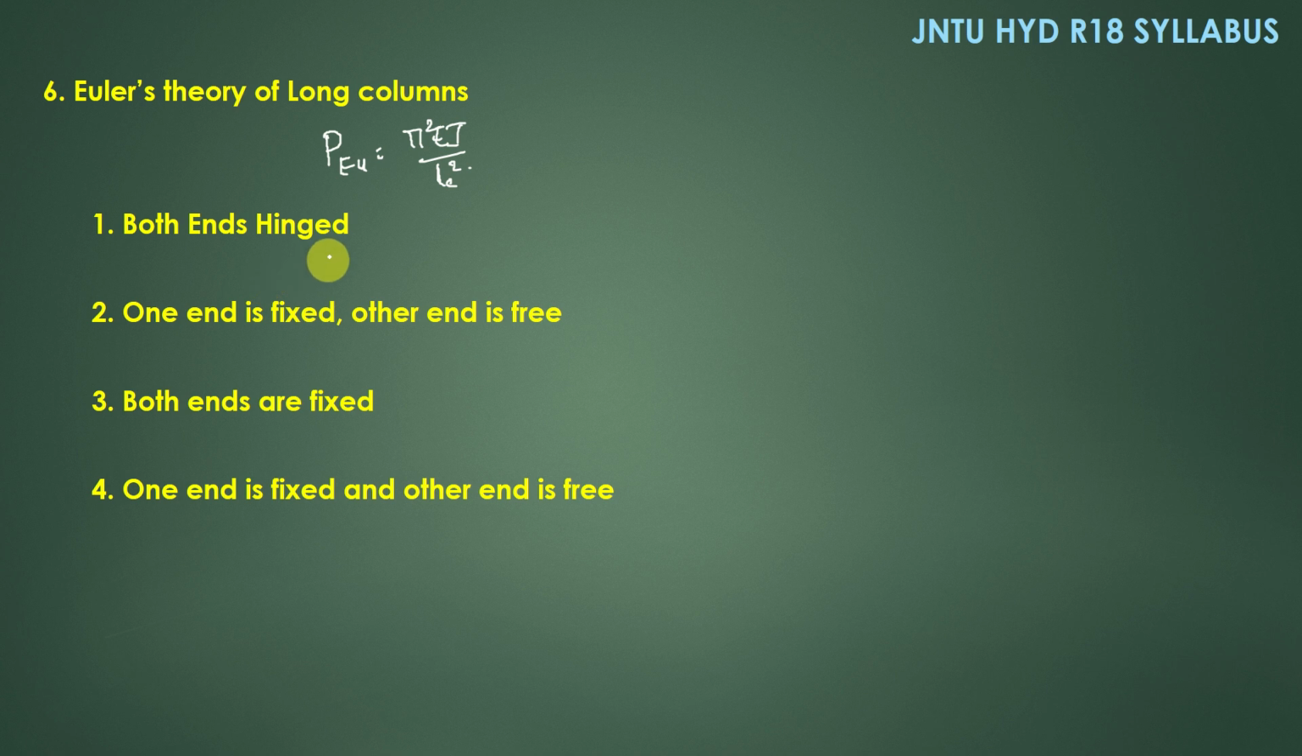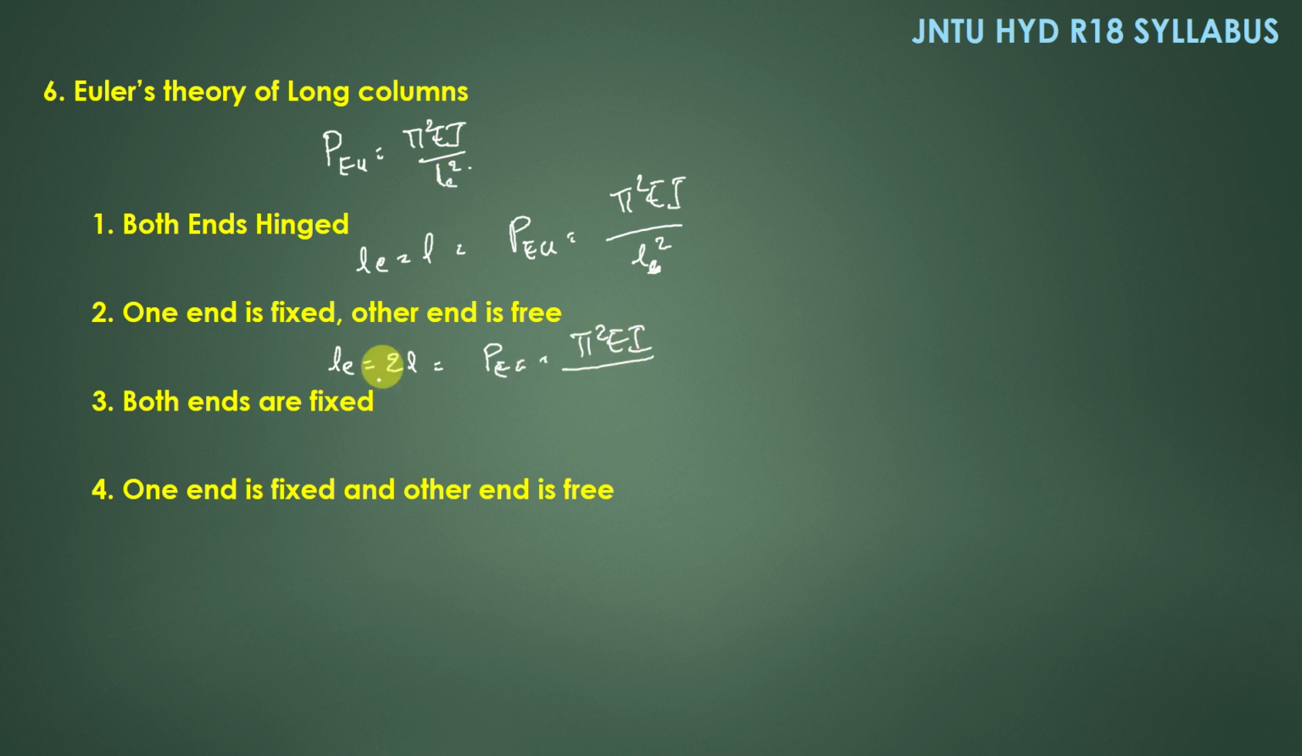And both ends hinged. For this, the effective length will be L as we discussed previously. Then what happens to P Euler? Pi square EI by LE square, that is pi square EI by L square. And now one end is fixed, other end is free. In such cases, the effective length will be 2 times the length. Now P Euler will become pi square EI by, in the place of LE, I'll substitute 2L. 2L whole square, that will be pi square EI by 4L square.